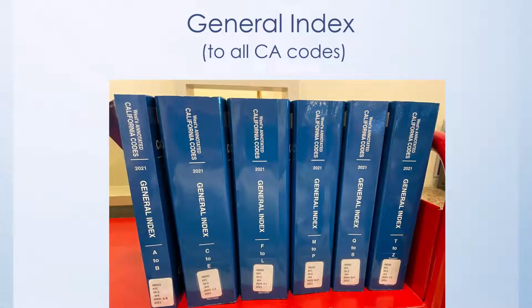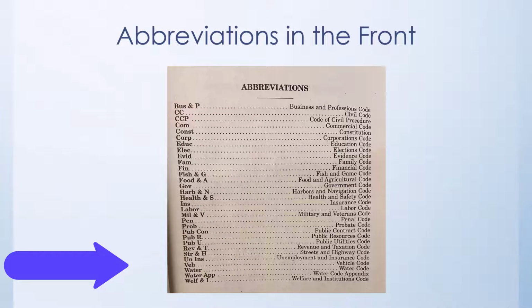Here's a closer look at the general index. Each volume is labeled with which letters it contains. Early in each volume is a list of the abbreviations it uses. So, for example, if you find a reference to INS 3402, that means Insurance Code Section 3402.